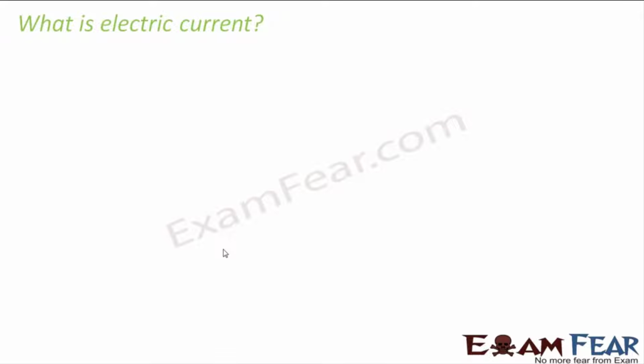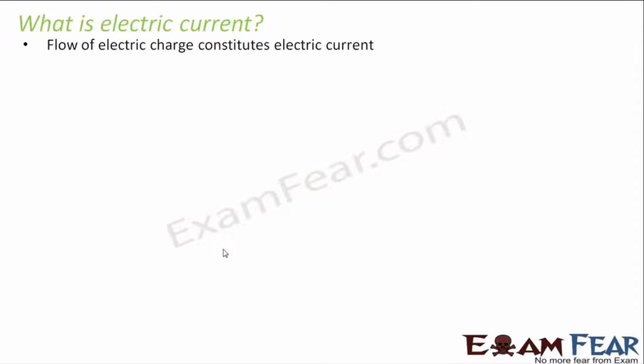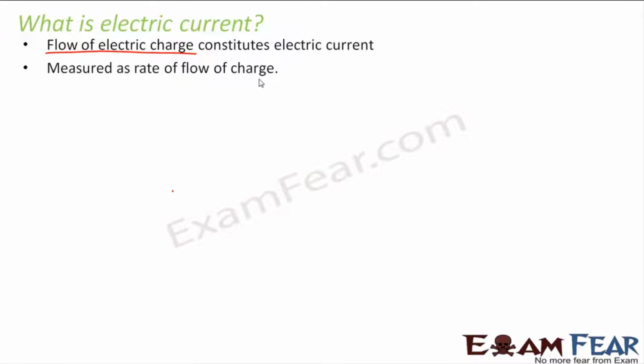So to start with, we will talk about what is electric current. That is from where this lesson on electricity starts. So what is electric current? Electric current is nothing but flow of electric charge. So whenever we talk of current, it means it is nothing but flow of charge. Flow of electric charge constitutes electric current. It is measured as rate of flow of charge, that means the rate at which the charges are flowing.